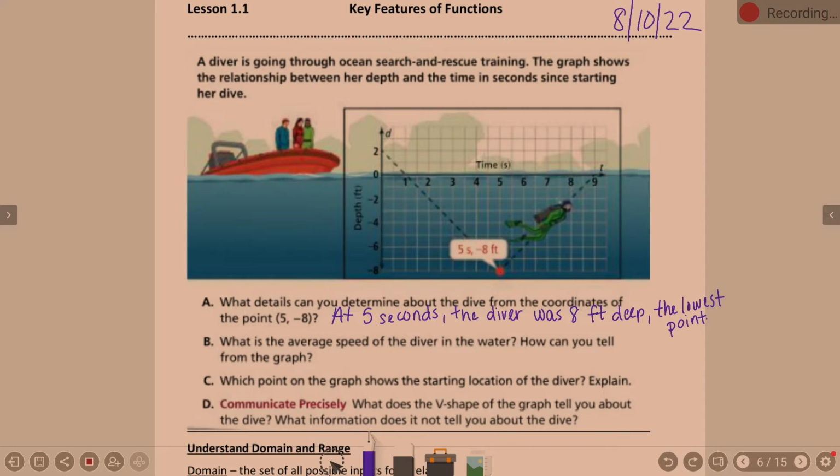When we talk about speeds, what kind of labels do we usually put on speeds? Miles per hour. Right. When you're driving your car down the road, you think miles per hour, right? Well, we're not talking miles per hour with this diver. Seconds per feet. Reverse it, feet per second, right? When we're doing speeds, we're always going to put the distance over the time. So what is the average speed in feet per second of this diver? And how can you tell from the graph? Thoughts of how we find the diver's speed?